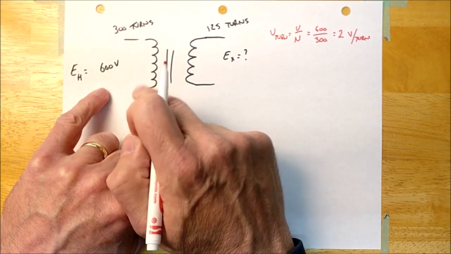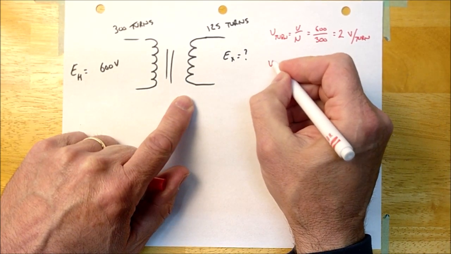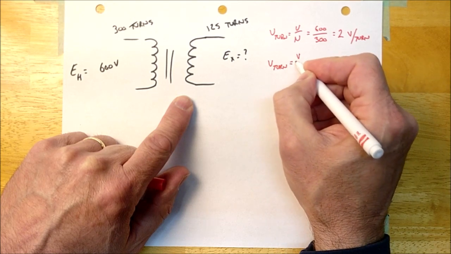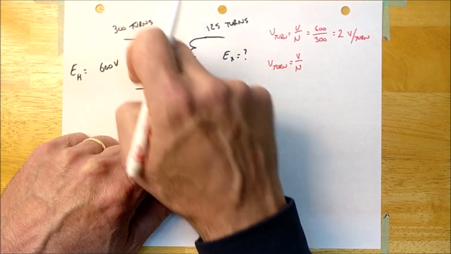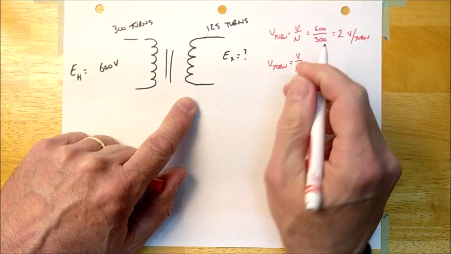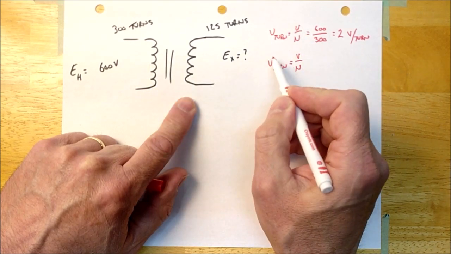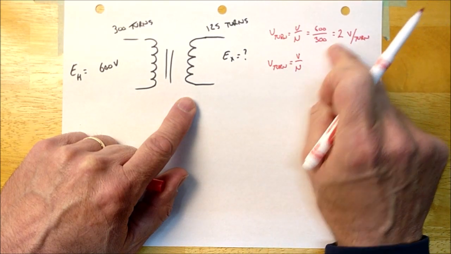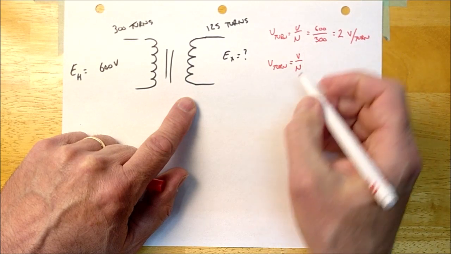And since it's 2 volts per turn here, it's going to be 2 volts per turn here. And since the volts per turn is equal to the voltage over the number of turns, so the volts per turn is this voltage over this number of turns, it's also this voltage over this number of turns. So we can use the same formula for the primary and the secondary. There's the secondary formula, we've just figured out the volts per turn. We know how many turns there are, so we're going to solve for V.